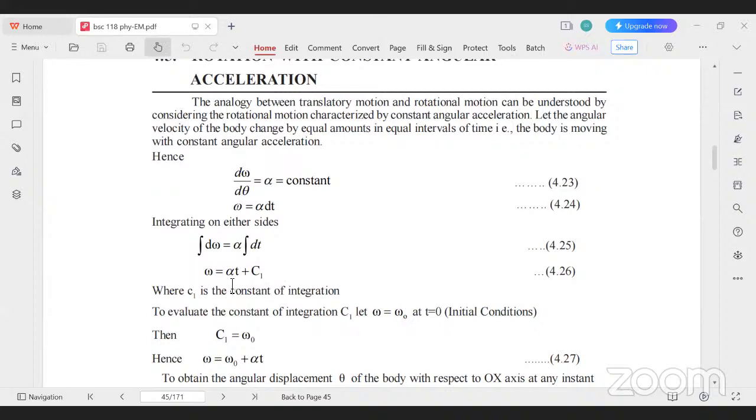Madam, how did we get this equation 4.24? Here omega comes from acceleration, and alpha is nothing but constant. I am moving this particle continuously with a constant acceleration. Got it? So acceleration is alpha, which is constant, times dt. To find this mathematically, we are using integration.